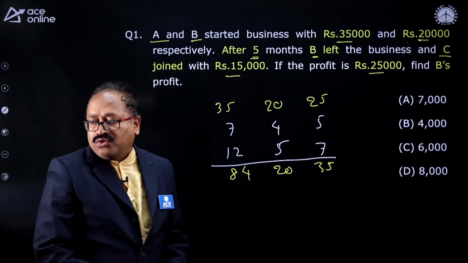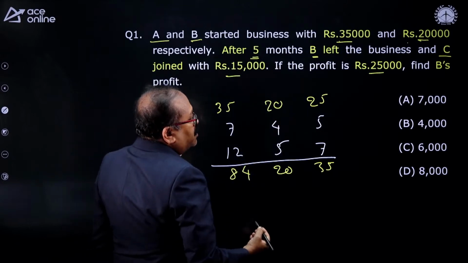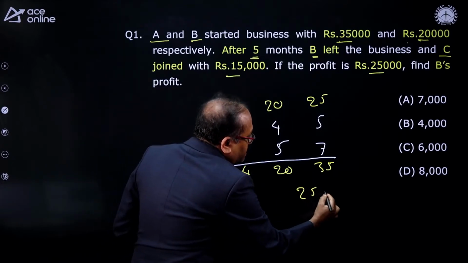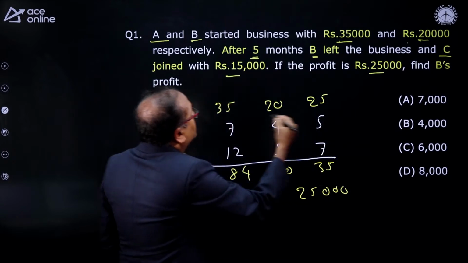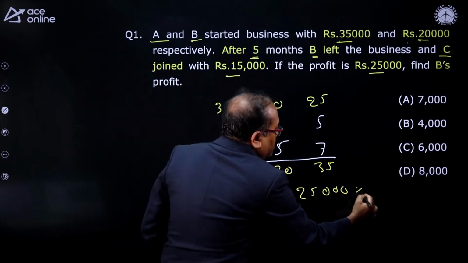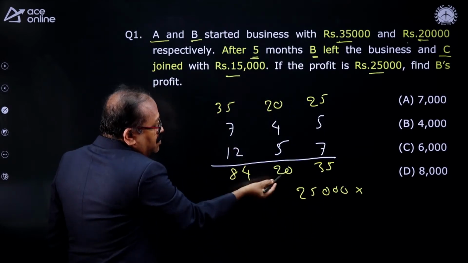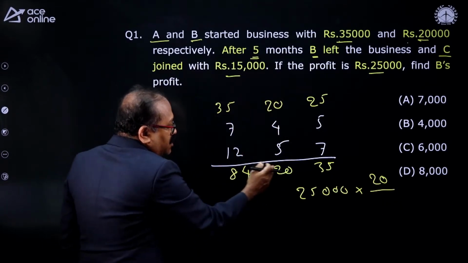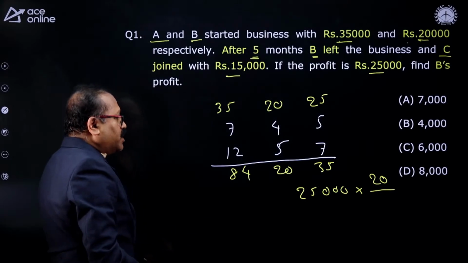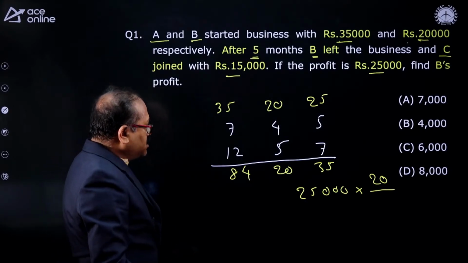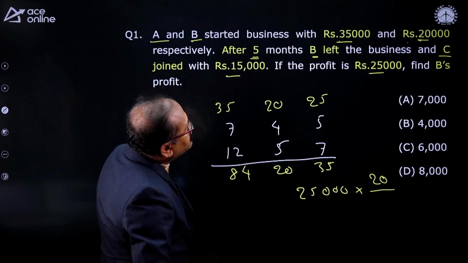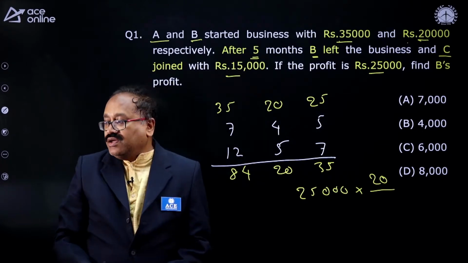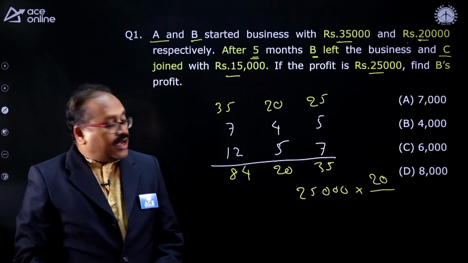So what I am going to do now? The total profit is 25,000. If 25,000 is the profit, what is the share of B? The share of B is 20 parts out of how many parts? The total is 84 plus 20 plus 35, which is 139. Am I right? Anyone answer the question?